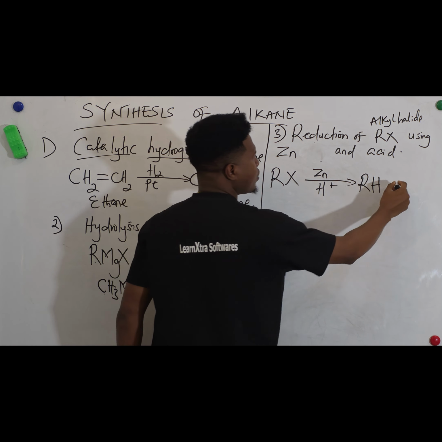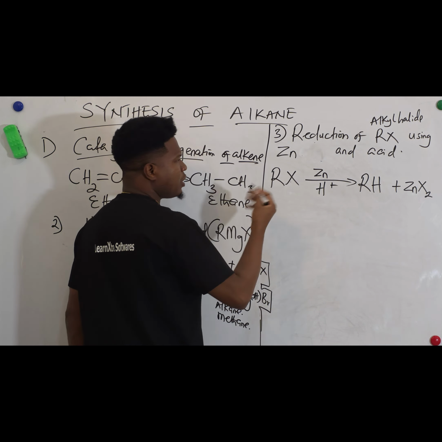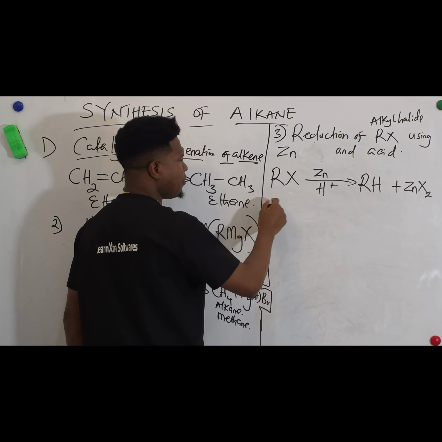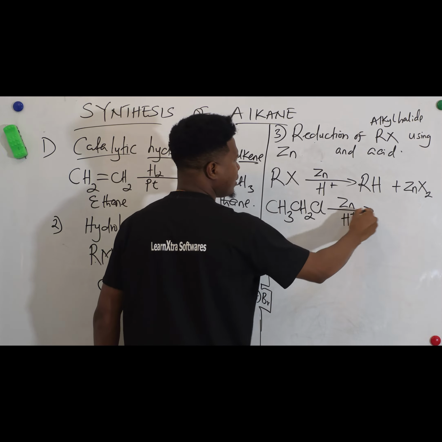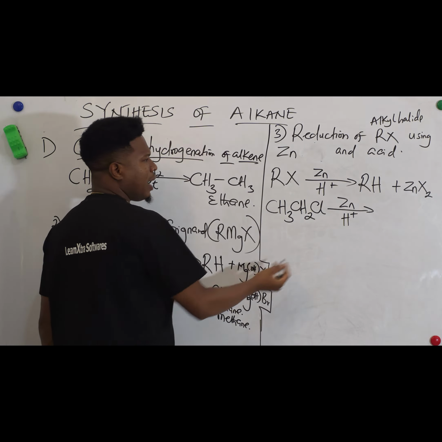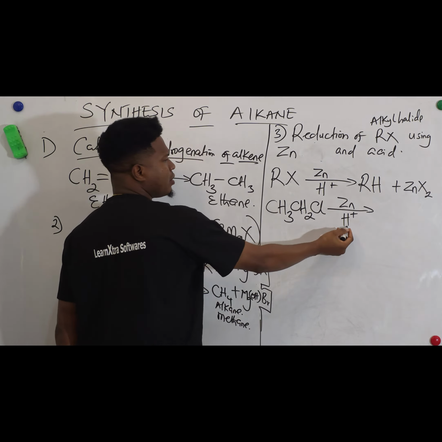So with this illustration, let's use any alkyl halide. Let's say we have CH3CH2Cl undergoing reduction in zinc and an acid. Okay, any acid, acids that can liberate a proton. So from here the proton will displace the chlorine. We have CH3CH3 plus what? Zinc chloride. Right? So that's the equation for this reaction.